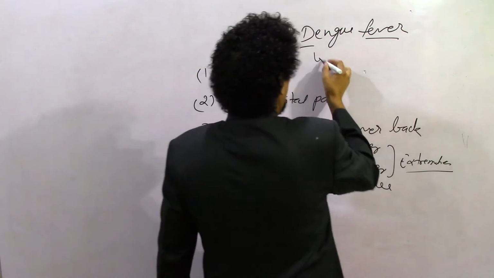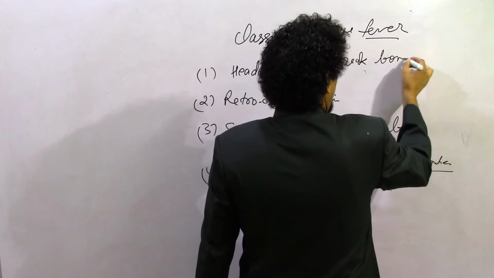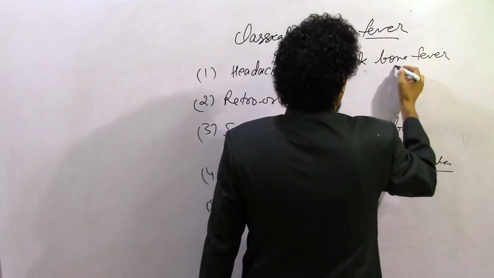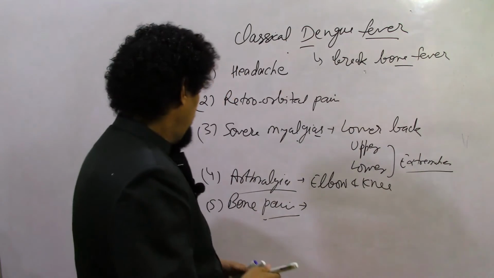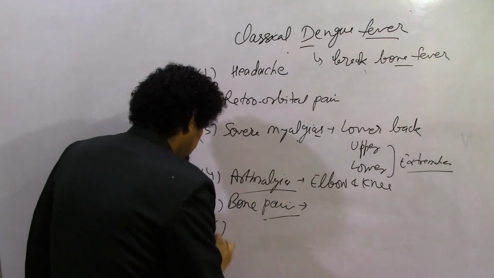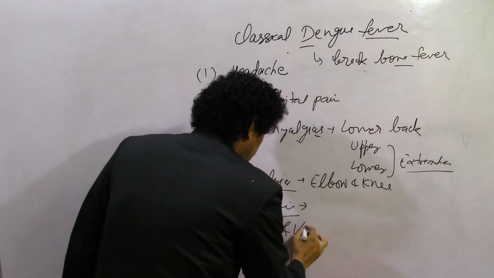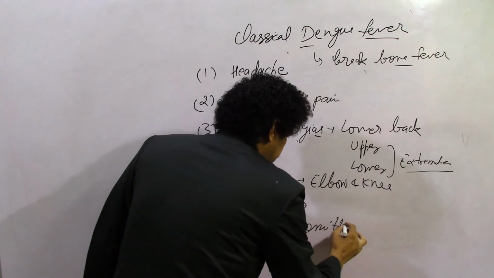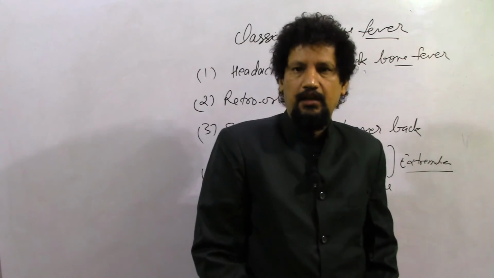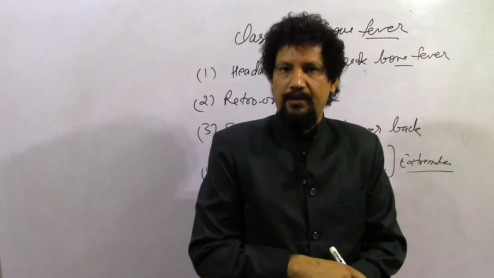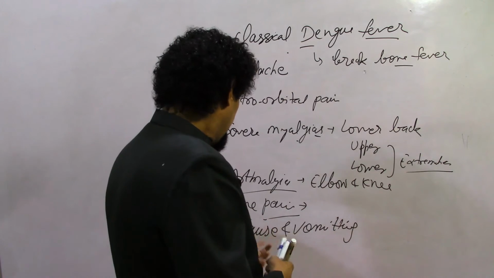So dengue is also known as break bone fever. The other symptom is nausea and vomiting. Diarrhea is rare in dengue infection, but the nausea and vomiting are commonly seen in patients of dengue fever.